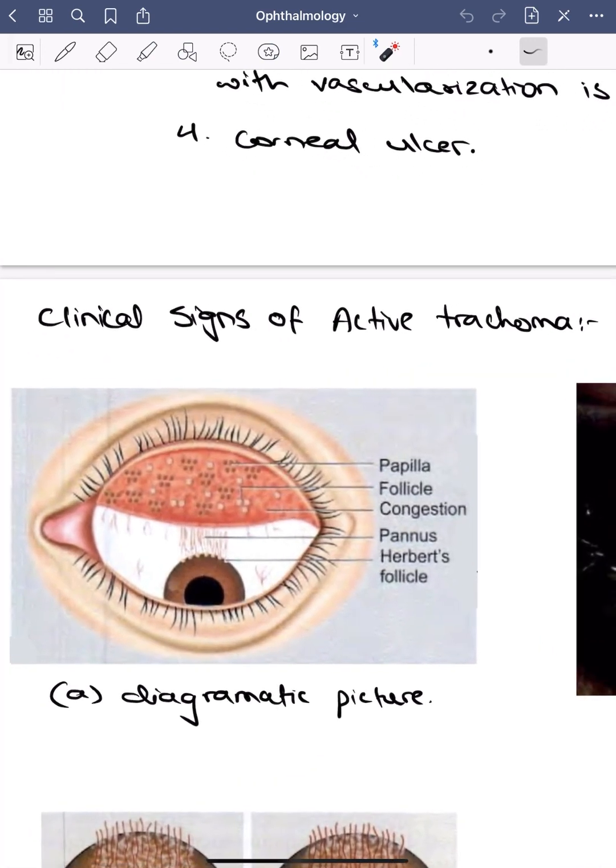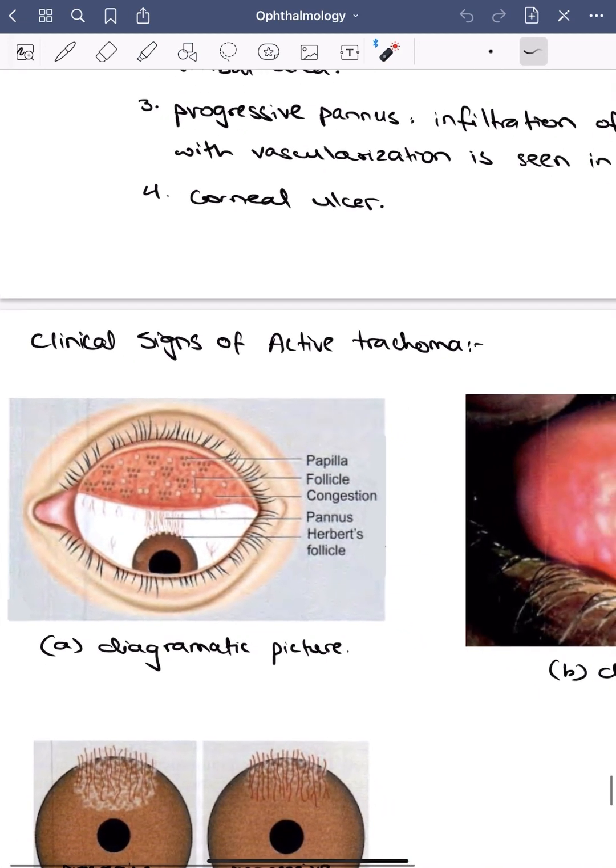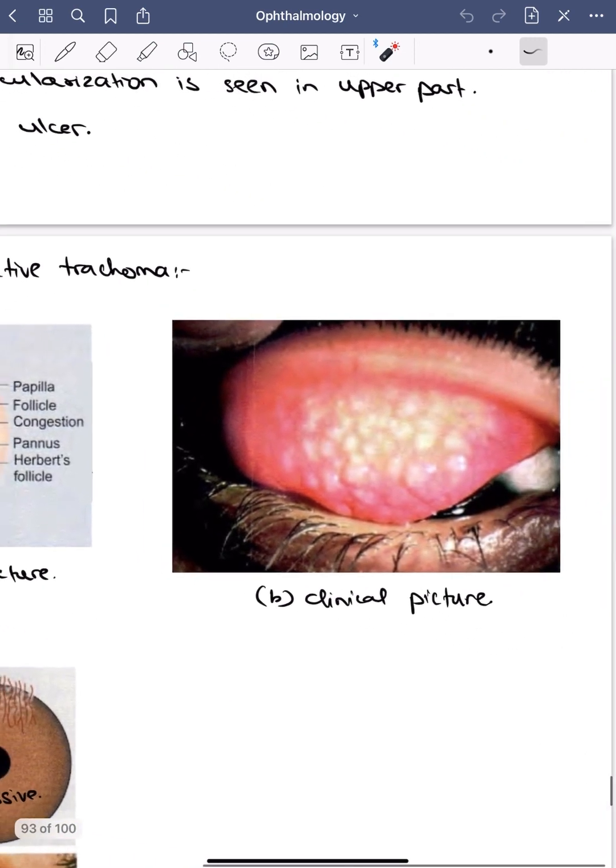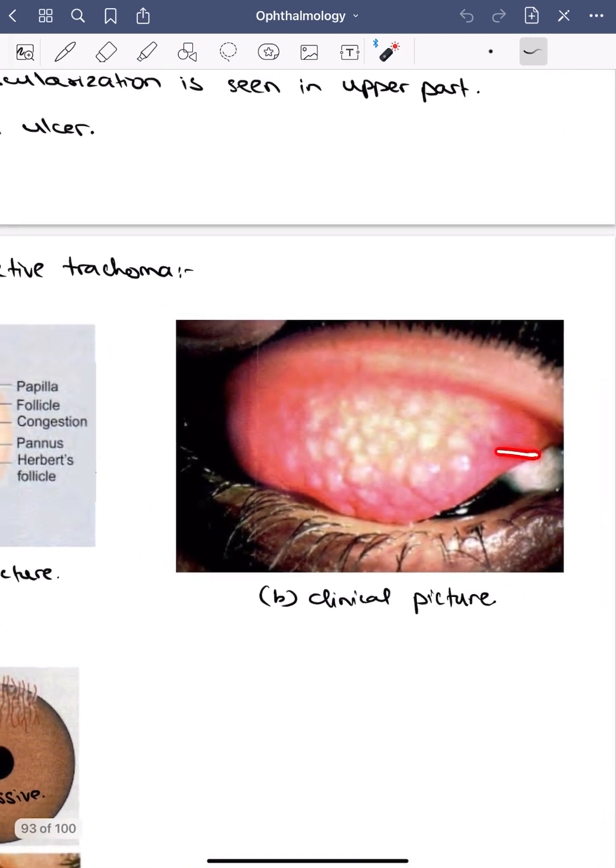Now if you look into this diagram, this is the diagram you have to draw for your exams. It shows that in the conjunctiva, there is congestion, there is presence of follicles, and there is presence of papilla. Remember, in the histopathology of the follicles, the peculiar cells seen are lymphocytes and Leber cells, and papillae are the flat raised areas with red velvety appearance. Then the corneal signs, we have progressive pannus and the Herbert follicles, and this is the clinical picture showing the follicle congestion, the presence of follicles, and papilla.